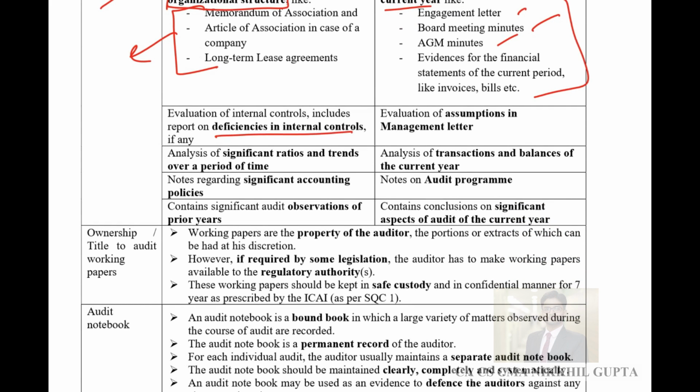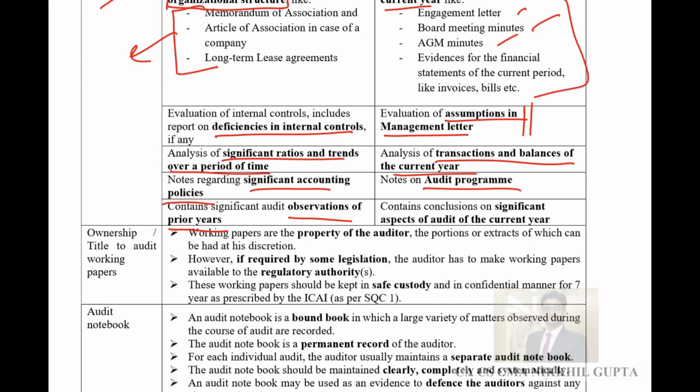Then deficiencies in internal control are to be kept in the permanent audit file, so that auditors of the future years are also able to understand what the problems in the internal control systems are. Then assumption in management letter is an element of putting it in the current audit file. Significant ratios and trends are to be put in the permanent audit file, and transactions for the year are to be put in the current audit file. Significant accounting policies, permanent audit file. Audit program for the current year, only current file.